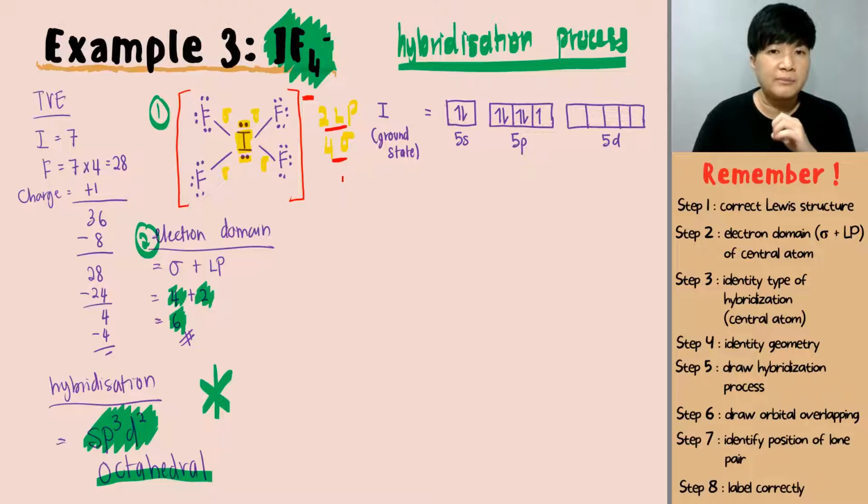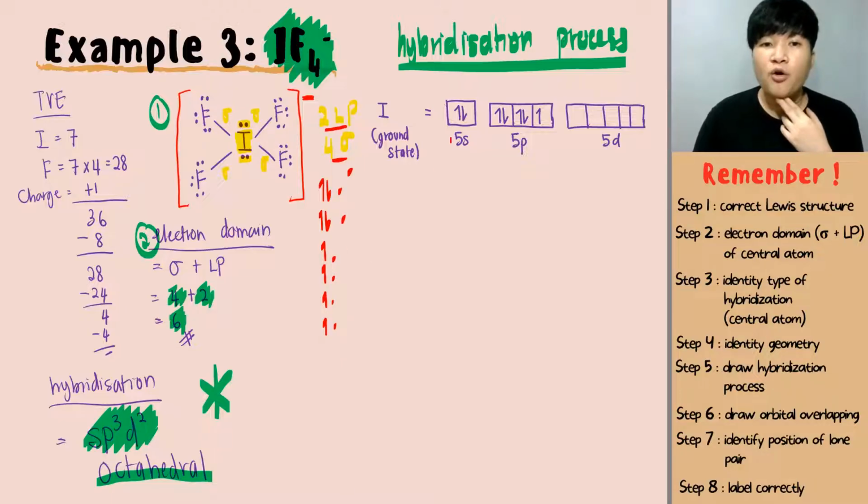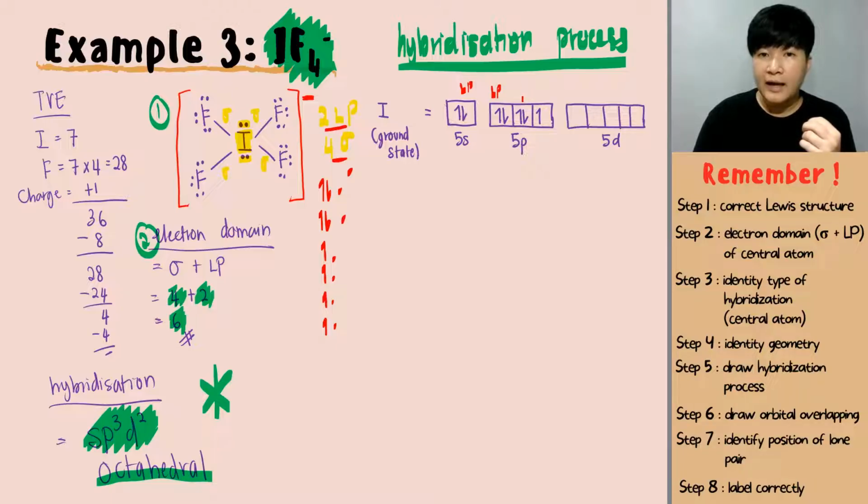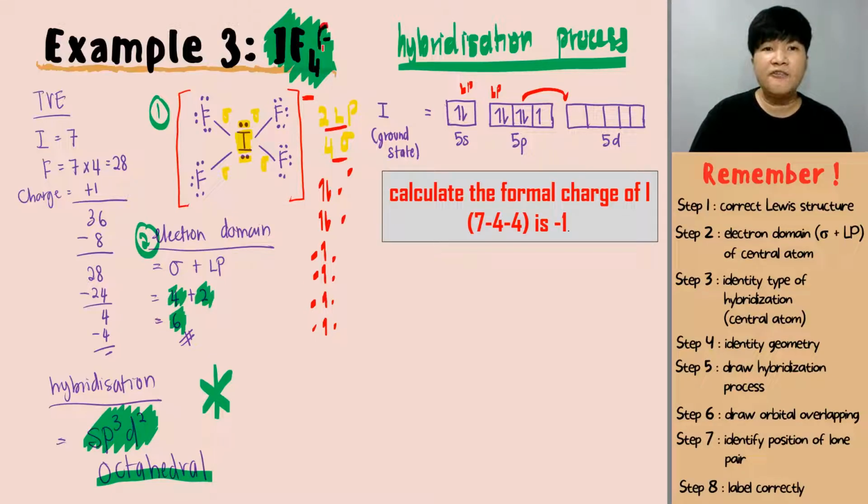And we need 2 lone pairs, 4 sigma bonds. 2 lone pairs and 4 sigma bonds mean what? 2 lone pairs means we need 2 pairs of electrons. 4 sigma bonds means we need 4 single electrons. Agree? But looking at the ground state of your iodine, if that is my lone pair, that is my lone pair, and I excite 1 electron, I only have 3 single electrons. But I need 4 single electrons. So what happened? Because it's IF4 minus.